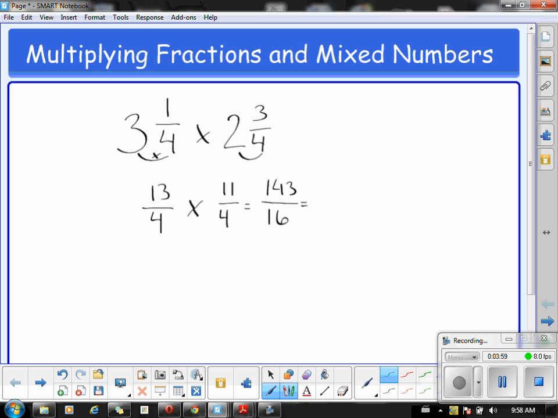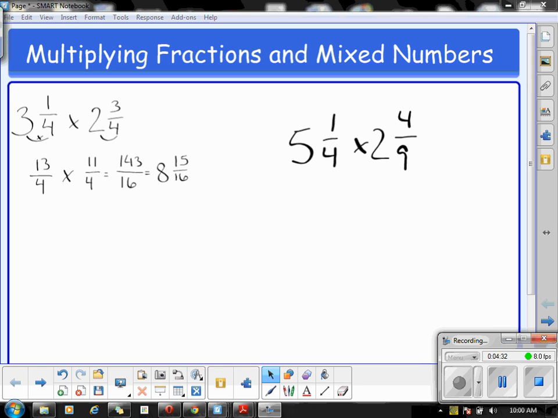It's an improper fraction, so we have to reduce it. We know that 143 divided by 16 gives us 8 whole groups. 16 times 8 is 128. Subtract it from 143, and we get 15 over 16. So 3 1/4 times 2 3/4 equals 8 and 15 over 16.